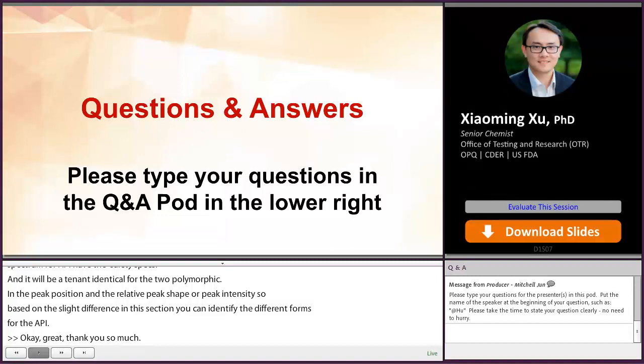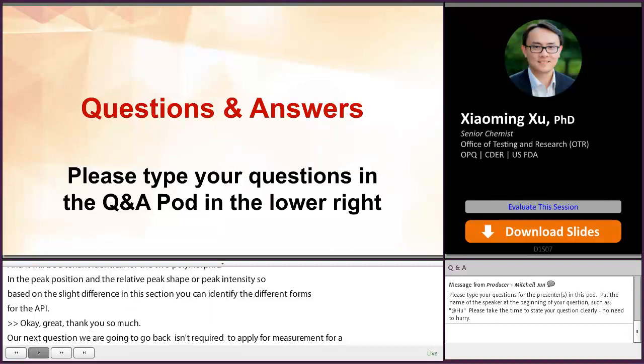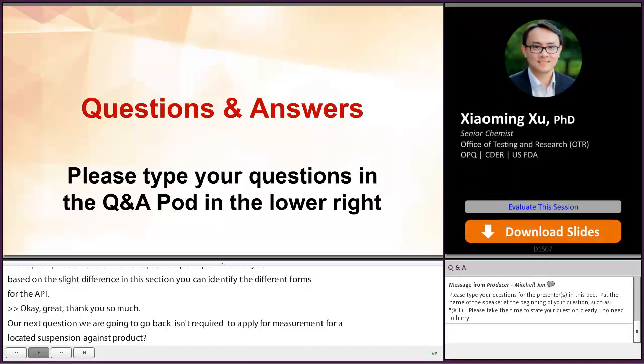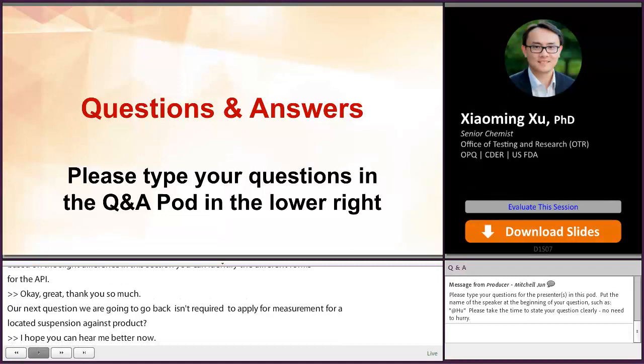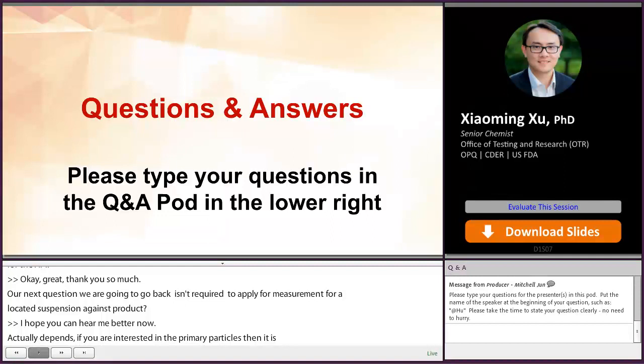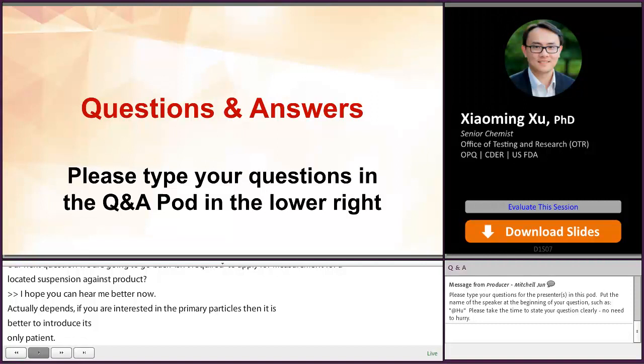Yeah, I hope you can hear me better now. For the flocculated suspension, the answer actually depends. If you are interested in the primary particles, then it's better to introduce sonication. If the interest is first to evaluate the aggregated form, then the sonication should not be turned on. So it really depends. Generally, I guess if you are interested in the primary particle, then the answer is yes.